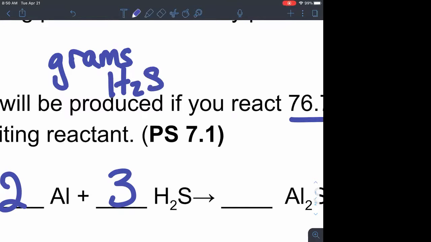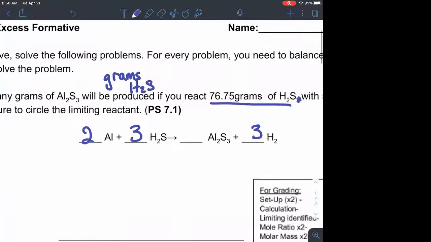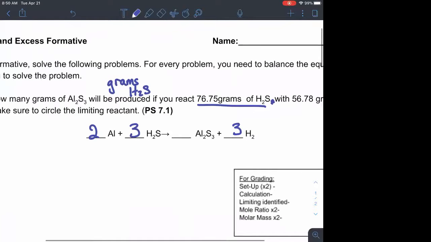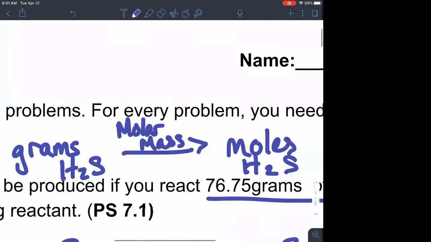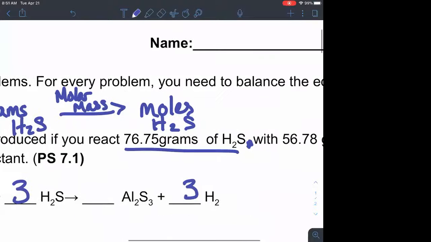And instead of going straight to grams of aluminum sulfide, we are going to take our steps. We can't go straight to grams of another compound. We can go from grams to moles of that same compound using the molar mass. Getting to moles, our next step is to go from moles. We have 2 options. We can go to grams of that same compound, which is where we just came from, so we don't want to do that. So we can go to moles of a different compound.